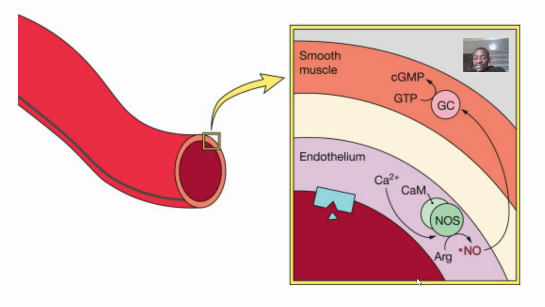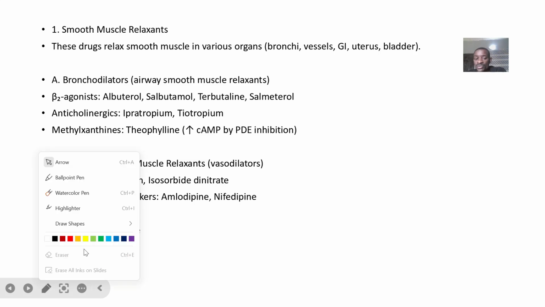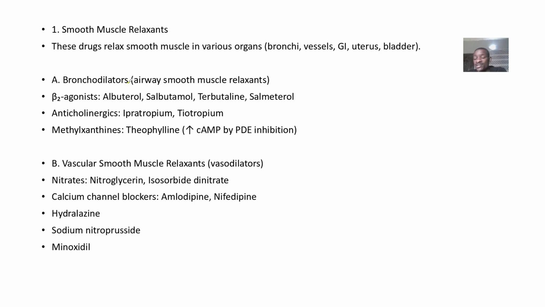So what's a smooth muscle relaxant? That's the first one we're dealing with. Smooth muscle relaxants are drugs that relax the smooth muscles in different organs: smooth muscles in the respiratory tract, in the blood vessels, in the gastrointestinal tract, in the uterus, and in the bladder.